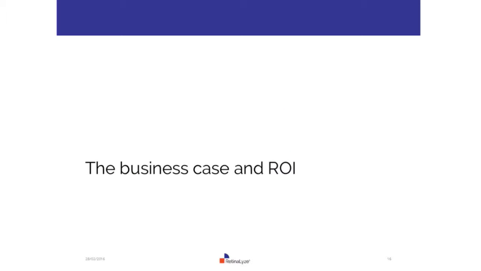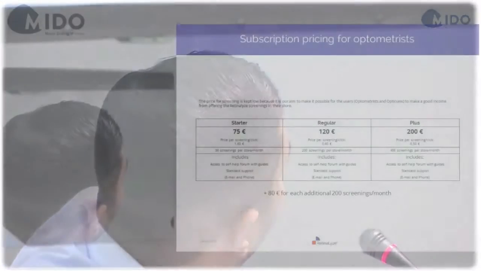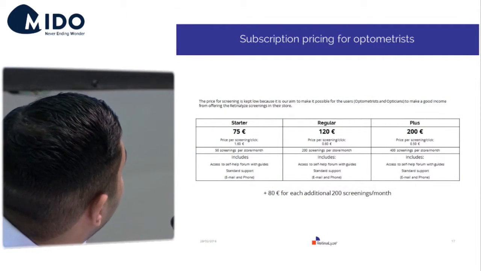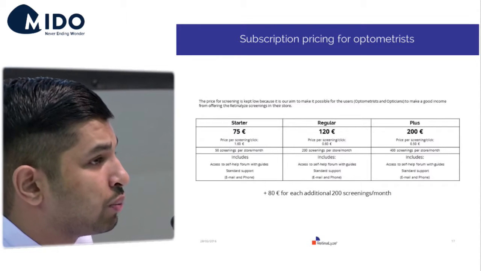So let's move on to the business case. What can this do for your business? How can you earn money using this? I'll just talk briefly about the prices. This is a monthly subscription that you get access to a web-based system. So you pay a monthly subscription fee based on the amount of screenings that you make. Each screening will actually become less expensive.